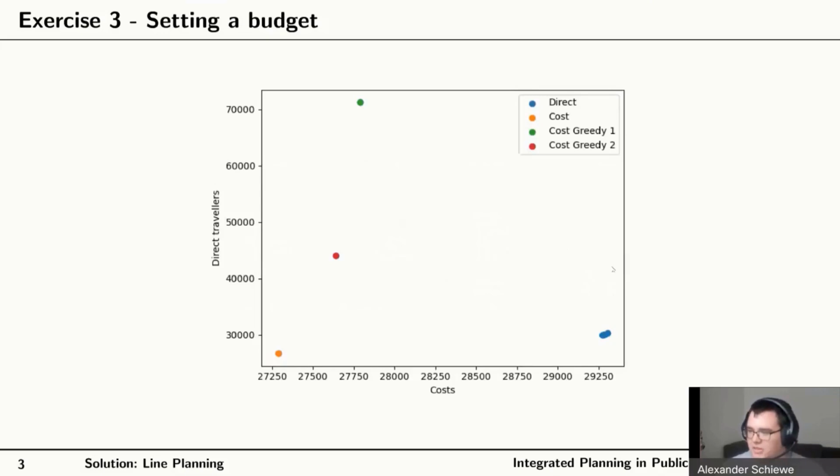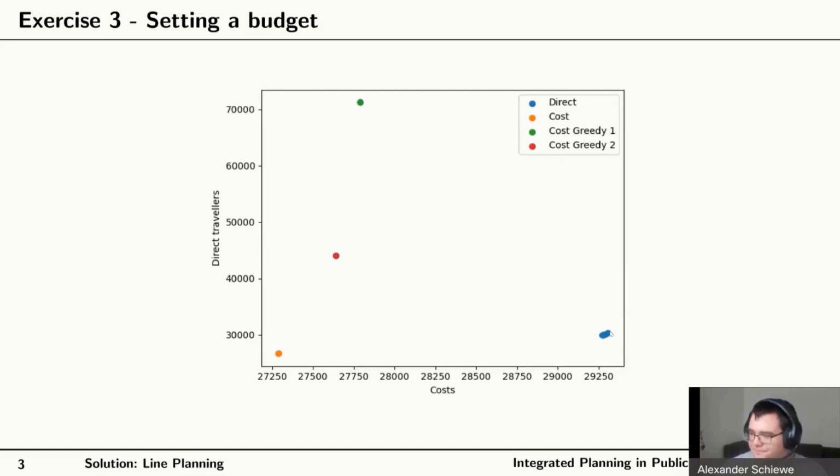Yeah, setting a budget. I just gave you a sketch here. I didn't put too much time into drawing this. You can probably do it better. But just to give you a short insight here. So up here we have this small, yeah, it's kind of a curve. You could probably draw a line from here to here. This is the cost optimal solution that you can compute without setting anything. It is very cheap, but does not have too many direct travelers.